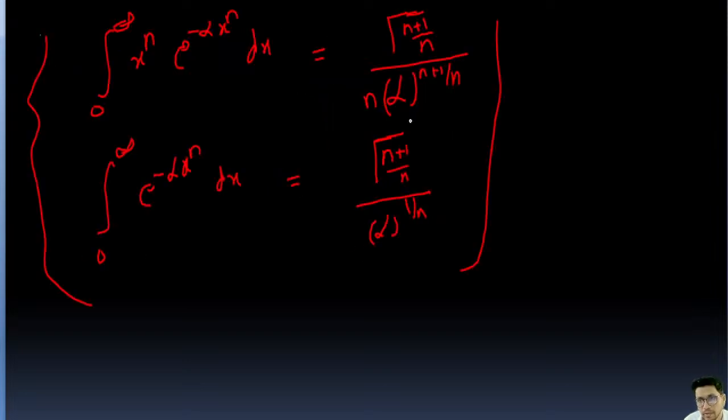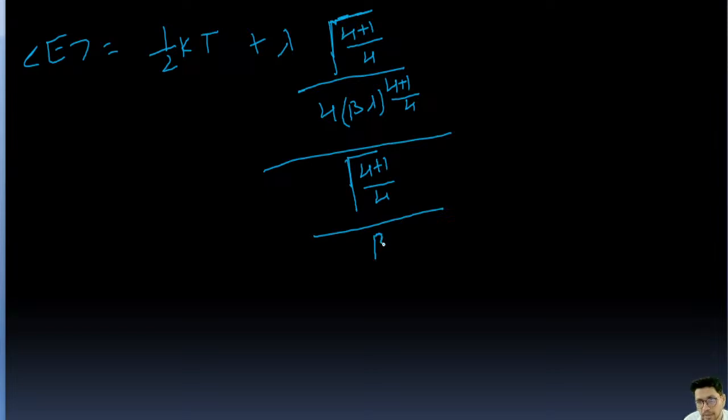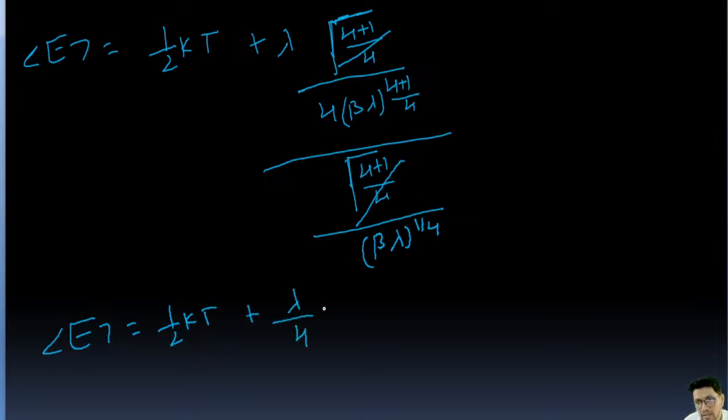So this one, alpha to the power 1 by n. So this is going to be alpha beta lambda to the power 1 by n, that is 4. This will get cancelled, okay, and so E is going to be 1 upon kt plus lambda by 4, and this is beta lambda to the power 1 by 4, and this will go up, right? Minus this is 5 by 4, okay.